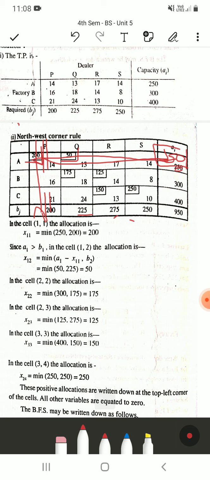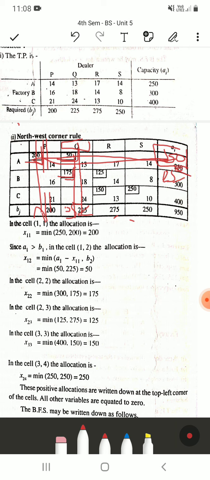Now you have to check, and here the Q requirement is 225. Out of 225 already 50 is allocated. So it is 225 minus 50, you get 175. If you want you can write these values in pencil. So now to allocate in this you have to check which has minimum value. It is 175 and 300. Therefore 175 is the minimum, write it in this box. So this one is exhausted and here it is 300 minus 175, which is 125.